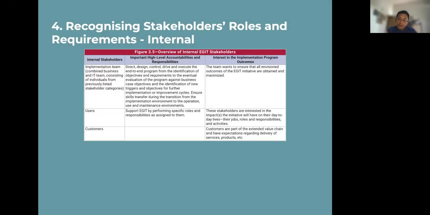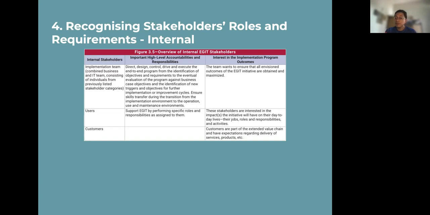Right, and then still in the internal, we have the implementation team. They need to direct, design, control, drive, and execute the end-to-end programs, the identification of objective and requirement. They also need to identify new triggers, new pain points, and objectives for further implementations of the cycles. Their interest is that the team wants to ensure that all envisioned outcomes will be obtained and also maximized. So there's more on the technical level here for the implementation team. They are the ones who are actually doing it in reality.